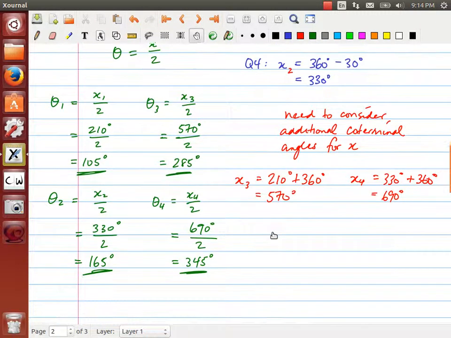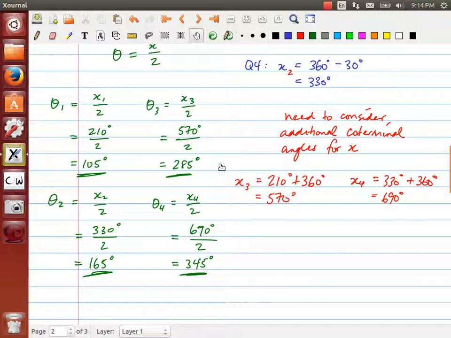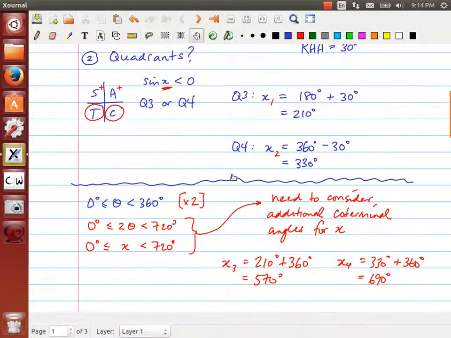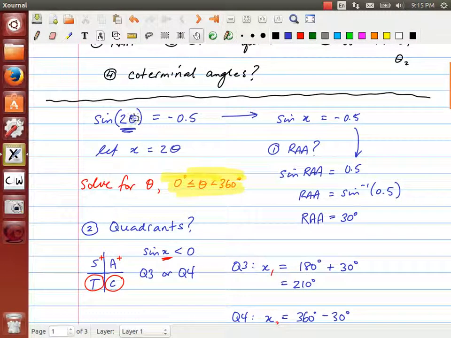Okay, I hope that was clear enough, and I would encourage you to find some examples like this and work through them yourselves. When you see multiple angles in the equation, so that's a bit of a warning, when you see something like 2 theta or 3 theta, that probably means you're going to end up with additional solutions made up of the coterminal angles.